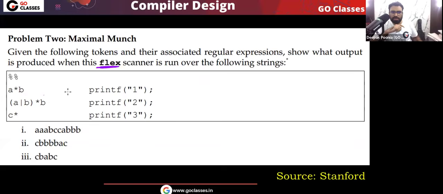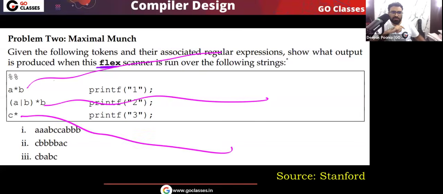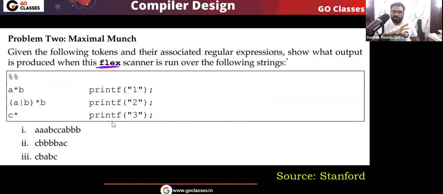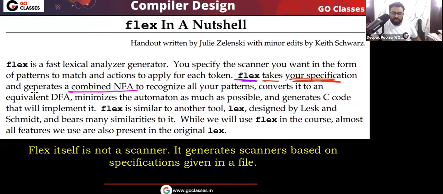I told you, if you remember, that for every regular expression we will generate an NFA. For this we will generate an NFA, for this we will generate an NFA, for this we will generate an NFA. And these three NFAs we will run in parallel. So these three NFAs we can combine. This is what this flex software will do. For every regular expression it will generate an NFA, then it will combine all these NFAs.